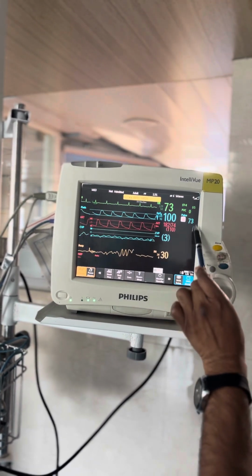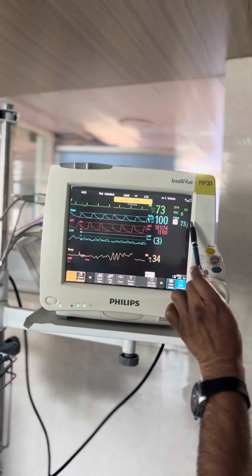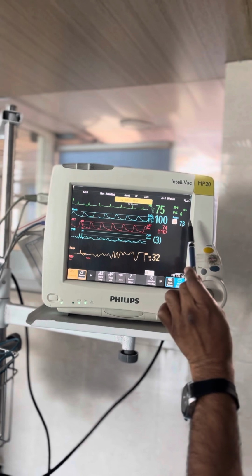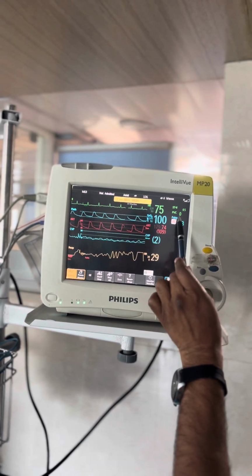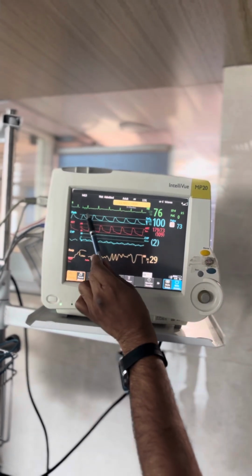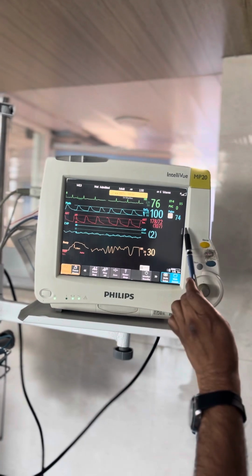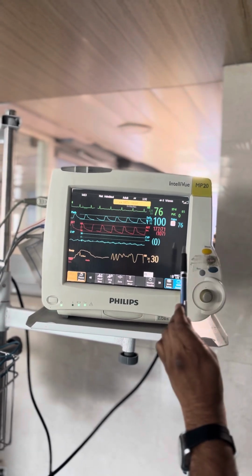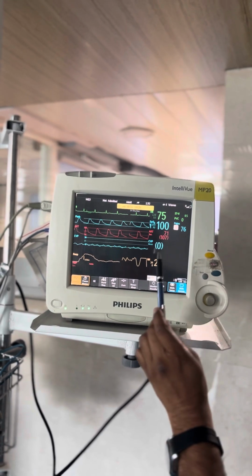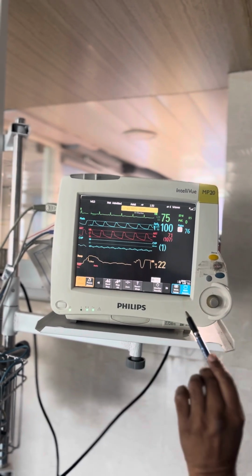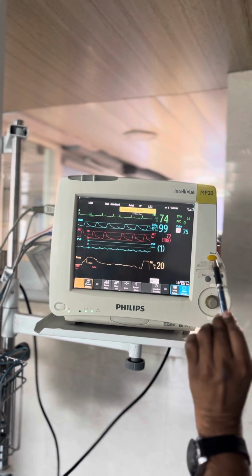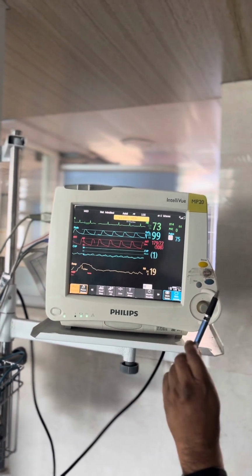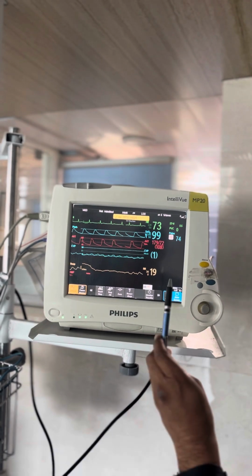And there's another thing. Though it is not coming in the form of a wave, it is coming in the form of a number. This is nothing but the pulse rate. You see the heart rate is 76, but the pulse rate is 74. A regular difference of up to 5 to 10 is acceptable between the heart rate and the pulse rate. If it is beyond 5, then it is abnormal. We'll discuss why it is so in a later part.